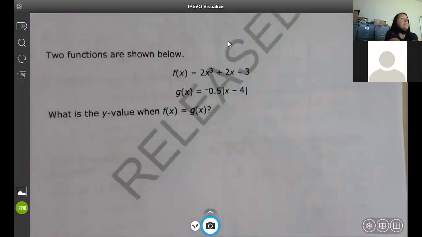All right. So look at these. There's a couple like this on there. And again, they're not hard if you use your calculator. They are hard by hand. Okay. Does everybody understand that? They are hard by hand.